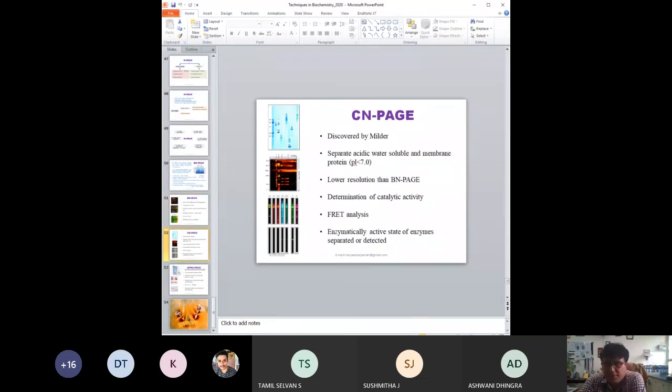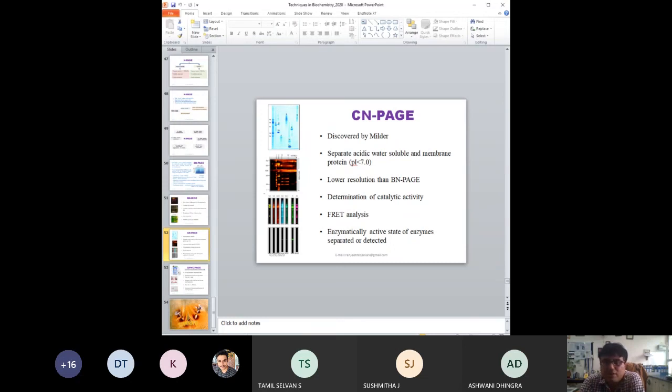Coming to another method, that is clear native PAGE. This CN-PAGE is also very popular, and as you know, it was discovered by Milder. He first discovered CN-PAGE because he wanted to analyze the enzymatic activity or the catalytic activity of the enzyme on the gel. To achieve this objective, he discovered clear native PAGE. Here you can separate acidic, water-soluble, and membrane proteins with isoelectric point less than 7. So all those proteins, acidic or water-soluble or membrane protein, you can easily separate using clear native PAGE.